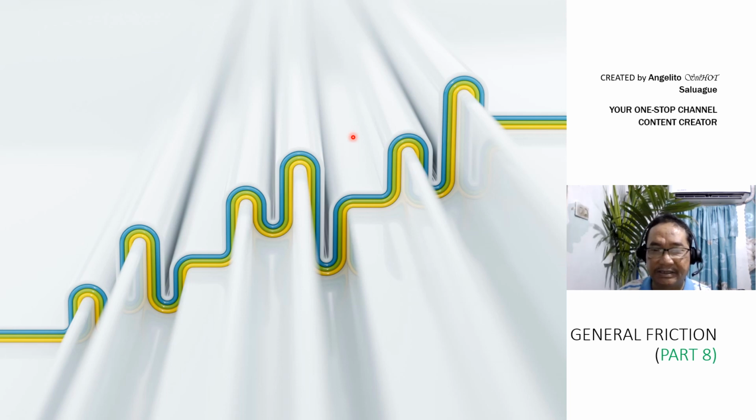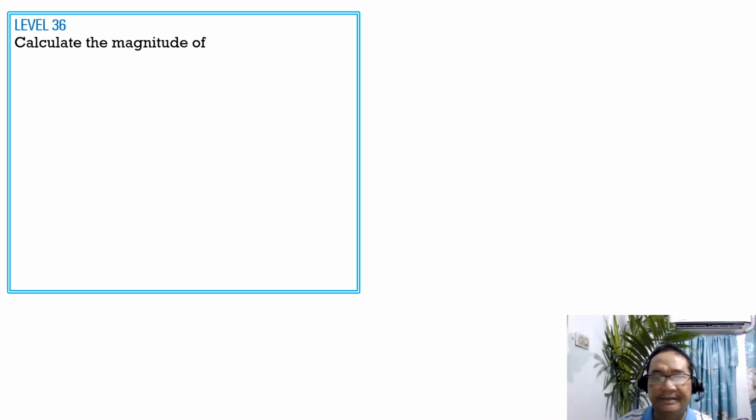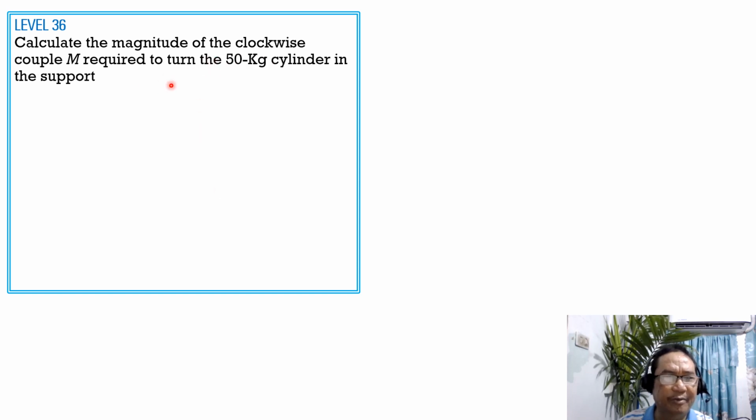So here is a series of problems on general friction part 8, and I hope that for these 5 examples you can understand the explanation and the solutions. Level 36, calculate the magnitude of the clockwise couple M required to turn the 50 kilogram cylinder in the supporting block shown. The coefficient of kinetic friction is 0.3.